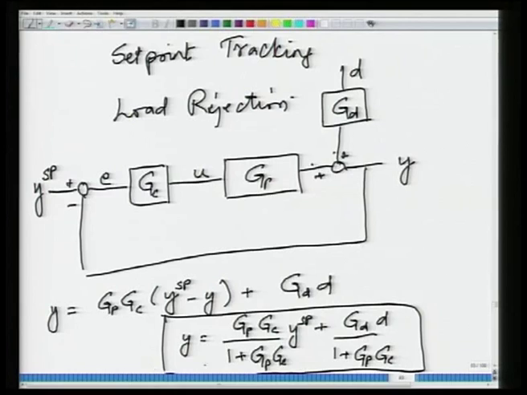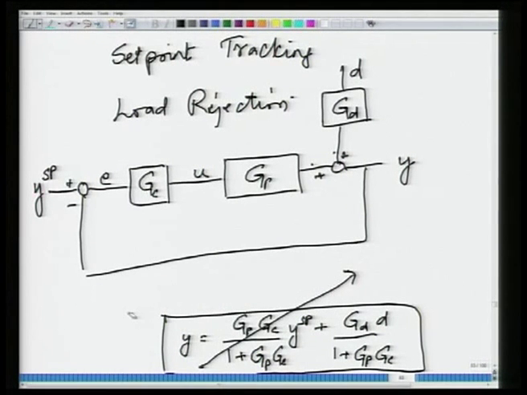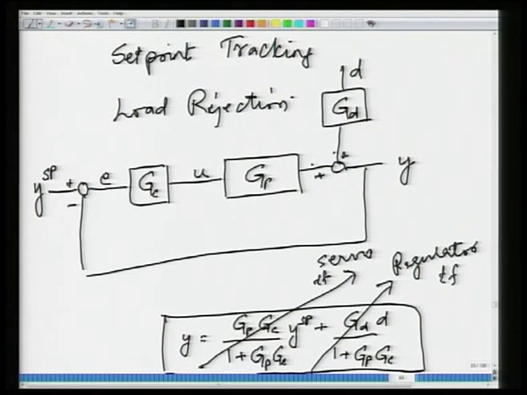This is called the servo transfer function that we have seen, and this is called the regulator transfer function. All right. So, we were talking about the servo and regulator transfer function. If we have a single input single output system with a block diagram as shown here, the dependence of the output on a change in the disturbance and or a change in the set point is given by this equation, and this transfer function is called the servo transfer function, and this transfer function is called the regulator transfer function.